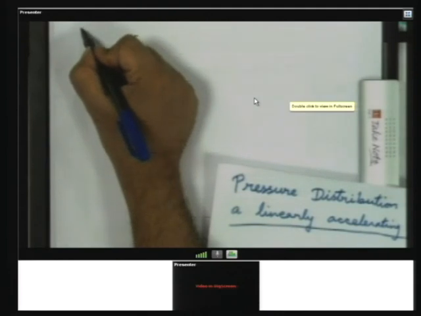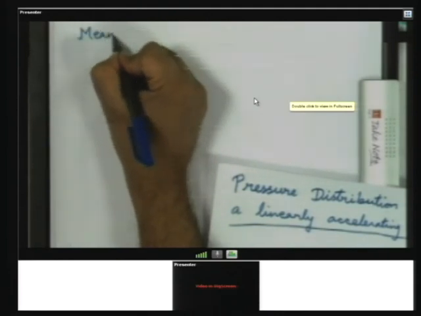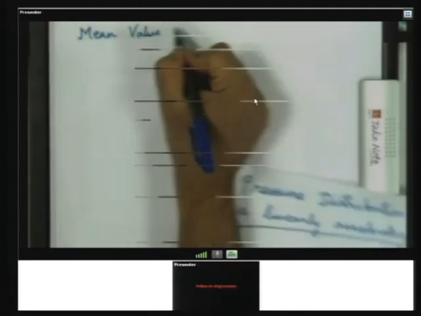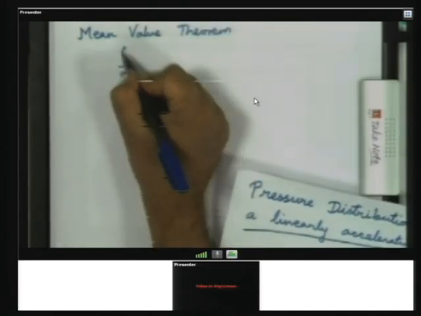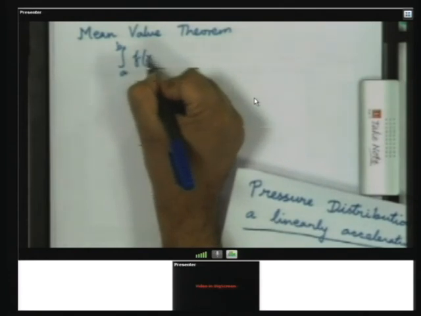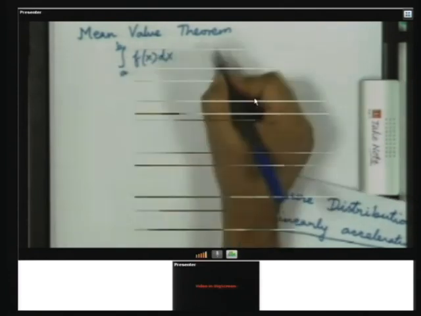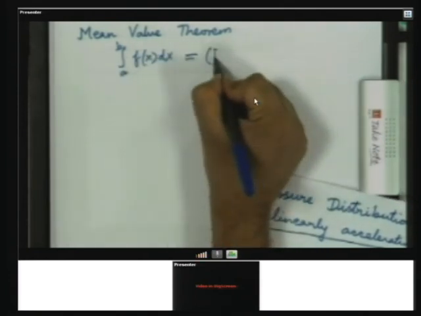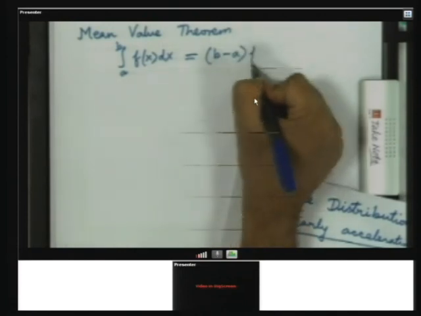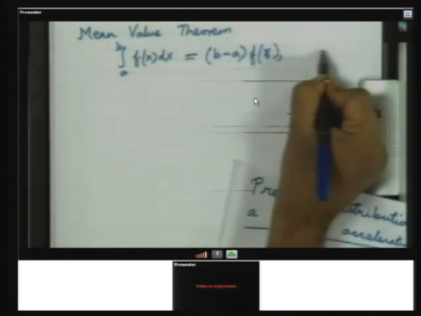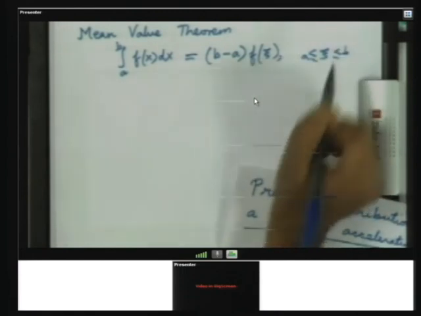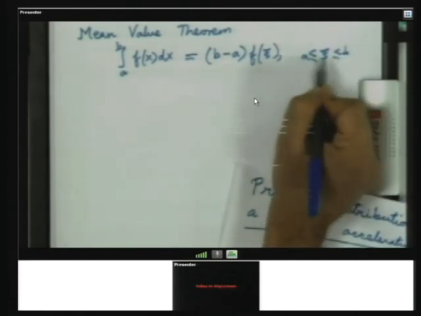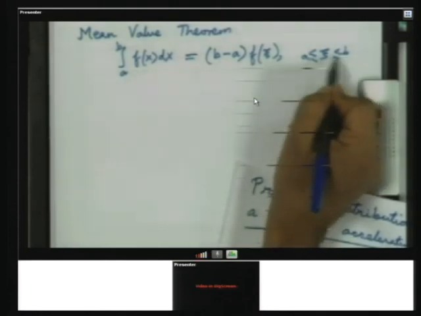Now, recall the mean value theorem in 1D. If you have the integral from a to b of f(x) dx, where f is a continuous function, this is the length of the interval, b minus a, times the function value at some point xi, where xi lies between a and b. We do not know where it lies, but if the function is continuous, it is assured that there will exist a xi between a and b.